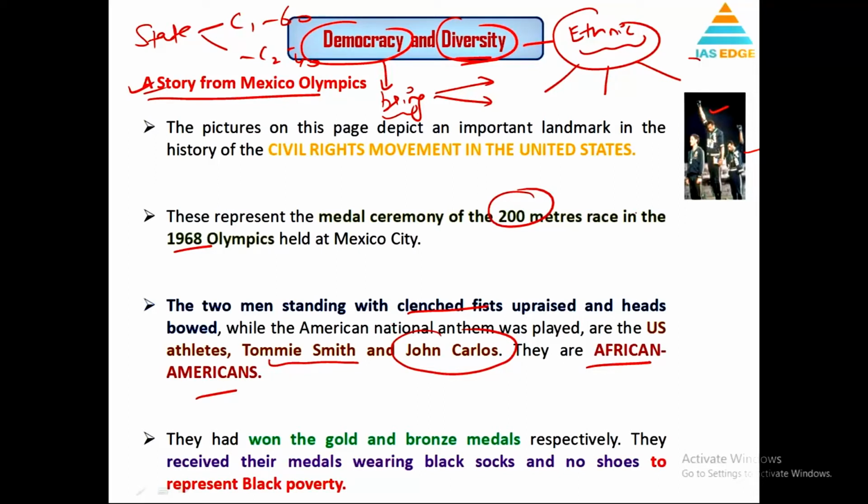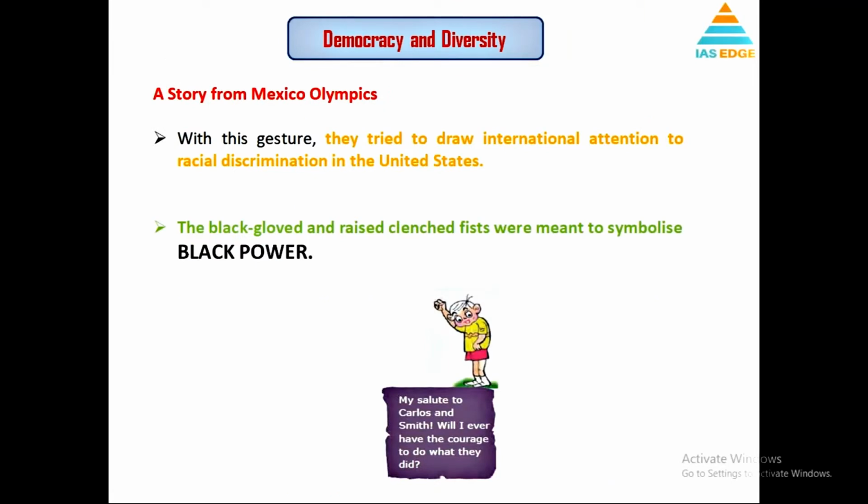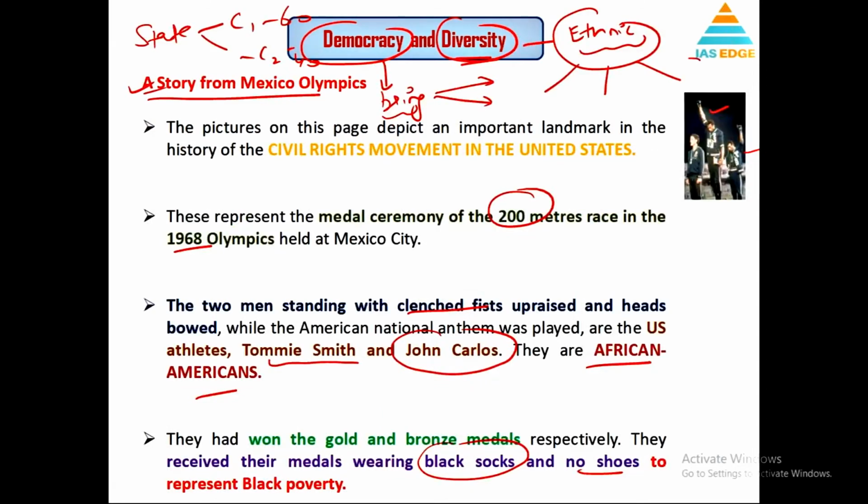What exactly did these people do? They stood on the winning dais wearing black socks with no shoes, and they represented the idea of black poverty. Because in the USA around that time, racial discrimination was very much prevalent. So even though they won for their country, they showed that there are certain problems in my country. They were maybe harbingers of the civil rights movement, which was at its peak during this period.